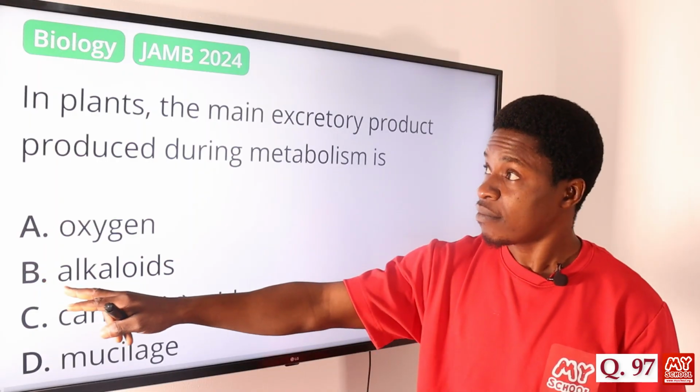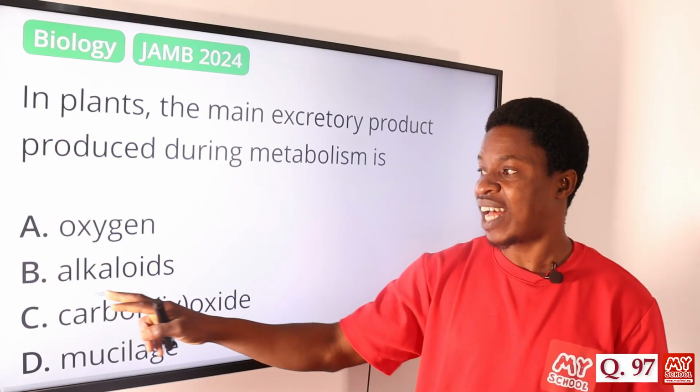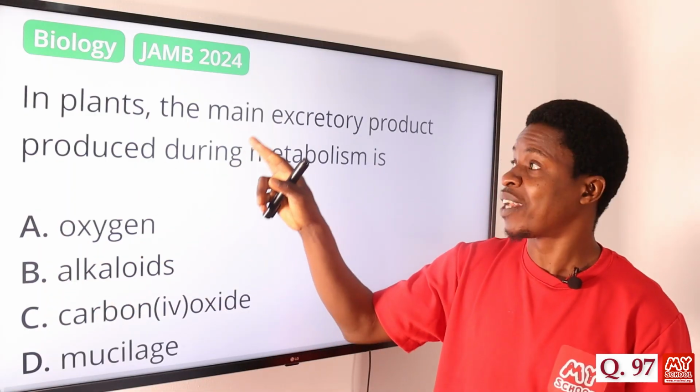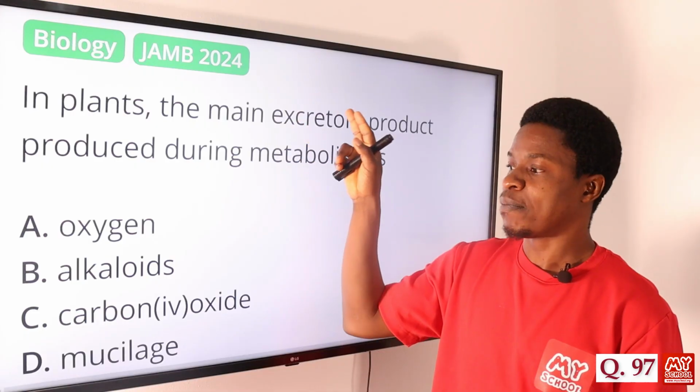Then for B, we have alkaloids. Alkaloids are also an excretory product, but we are talking about the main excretory product.